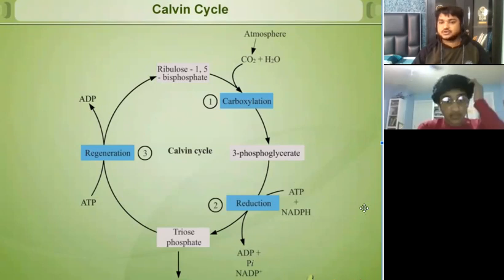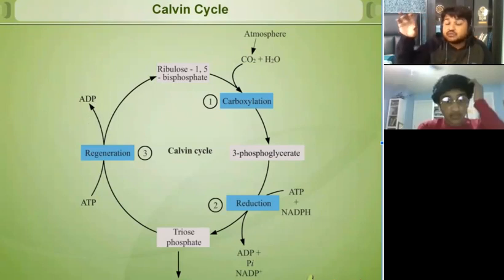So ATP and NADPH, both energy currencies, are utilized by this Calvin cycle, and they are helpful in forming ADP and NADP. Got it, everybody? So in the regeneration, again, are they utilizing energy or producing energy? Yes, they are again utilizing. So it means that statement was completely right.